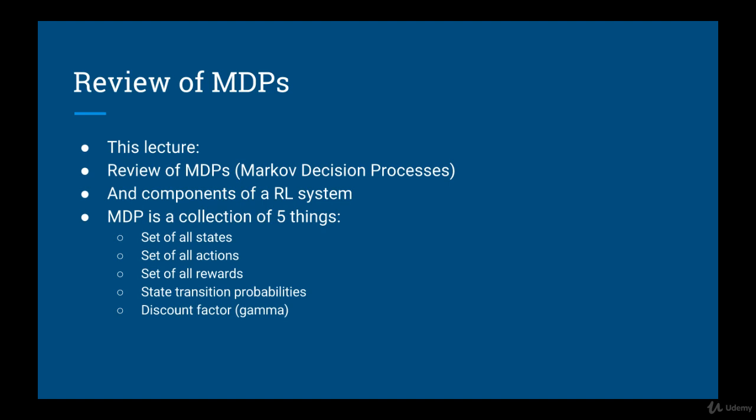In this lecture, we are going to review all of the important components of a reinforcement learning system, specifically within the framework of MDPs or Markov decision processes. First, a Markov decision process is really just a collection of 5 things: the set of all states, the set of all actions, the set of rewards given a state action next state triple, the state transition probabilities, and the discount factor gamma. To recap, we'll make up some examples of all of these things.